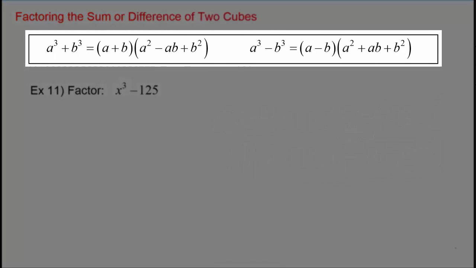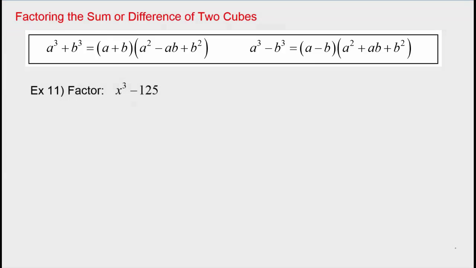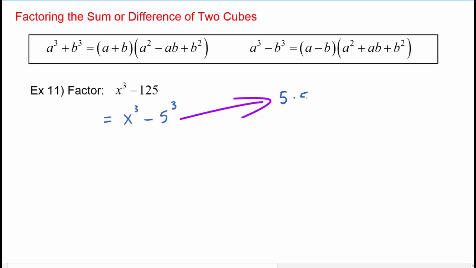In this last section, we'll review factoring the sum or difference of two cubes. In example 11, we have x to the third minus 125. So the first thing to notice is that we can write this as x to the third minus 5 to the third, because 5 times 5 times 5, which is 5 to the third, is equal to 125.